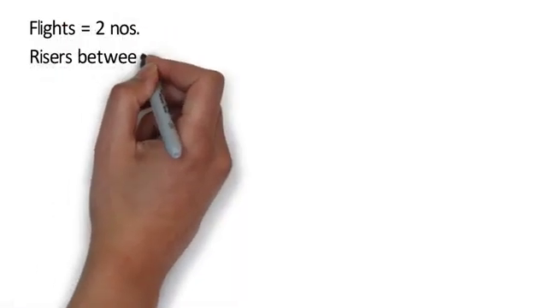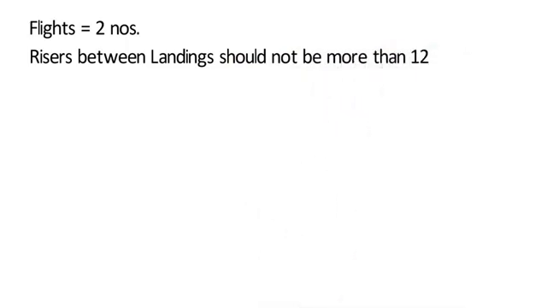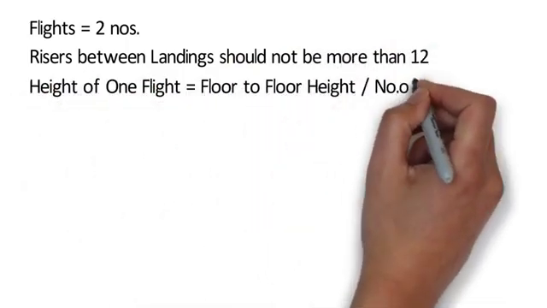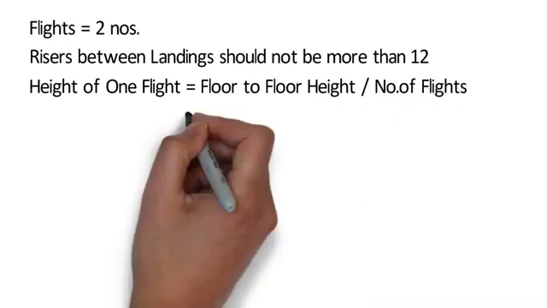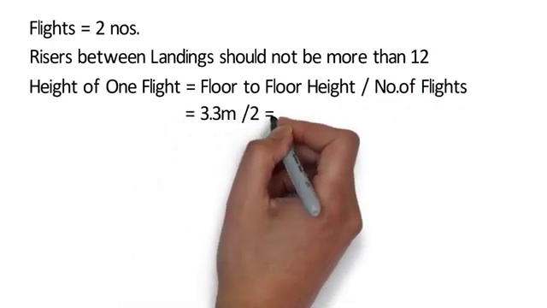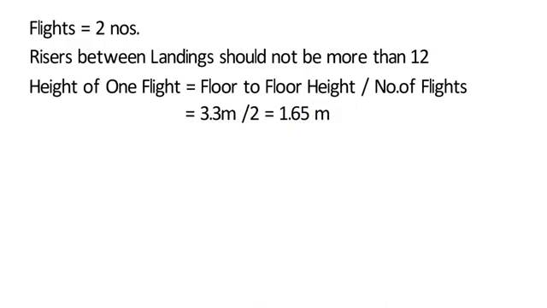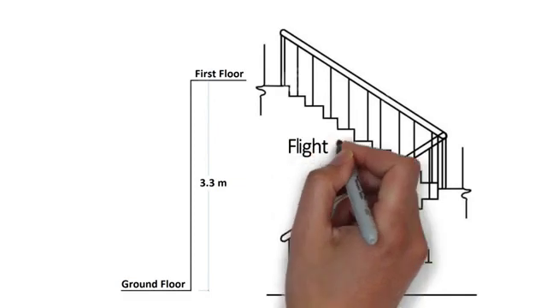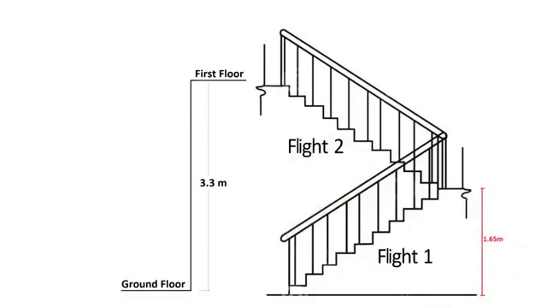Generally, the risers between the landings should not be more than 12. So height of one flight is equal to floor height divided by number of flights. That is 3.3 meter divided by 2 is equal to 1.65 meter. Here in this section you can see floor to floor height, number of flights and height of one flight.